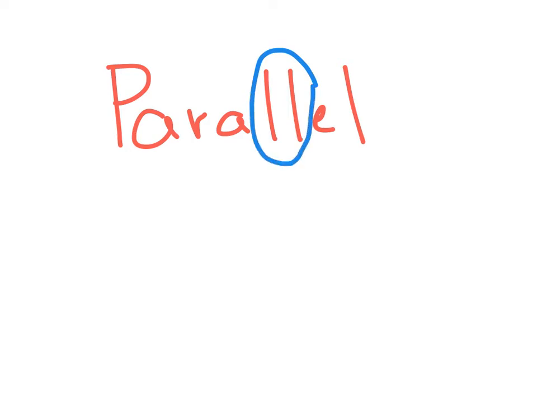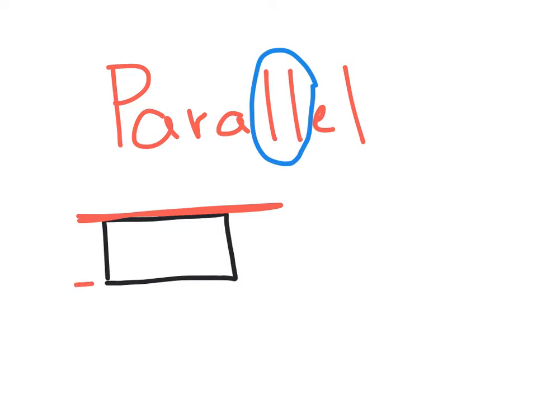So the word parallel, remember I taught you that you can circle the two L's in parallel and they will help you remember what parallel lines look like. They'll run side by side and never intersect with each other. If I have a rectangle, I see that I have one set of parallel lines. That's one set that run that way. But then I also have this pair of parallel lines that will run side by side and never intersect. So parallel means they'll run side by side and never cross over each other or intersect.